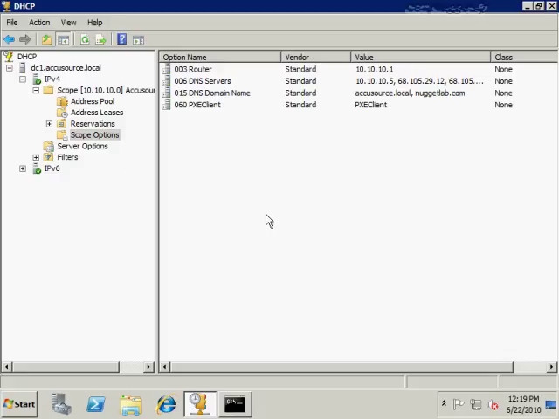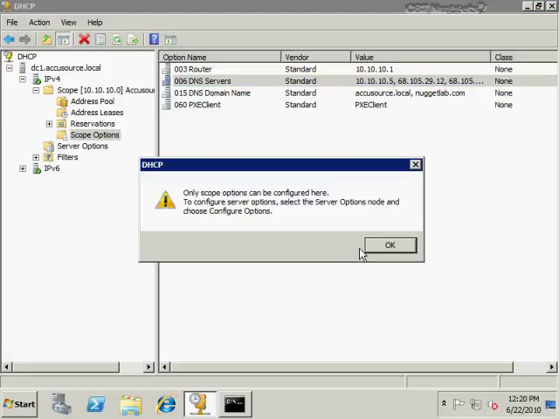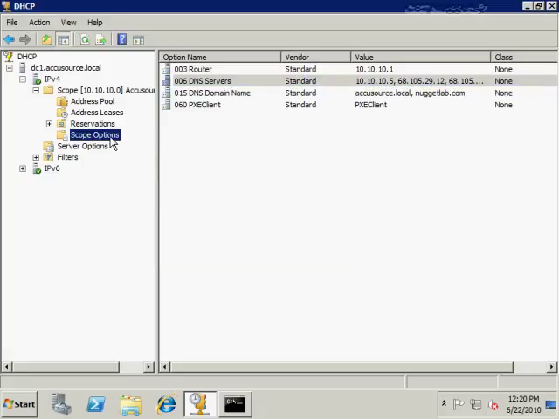Also, there's scope options. This is where we get the DNS server. Remember I said earlier that the DNS server can be automatically configured? Well, that's because I've got it configured in here so that when my clients try to get their DHCP server settings, they're going to be configured through these scope options.